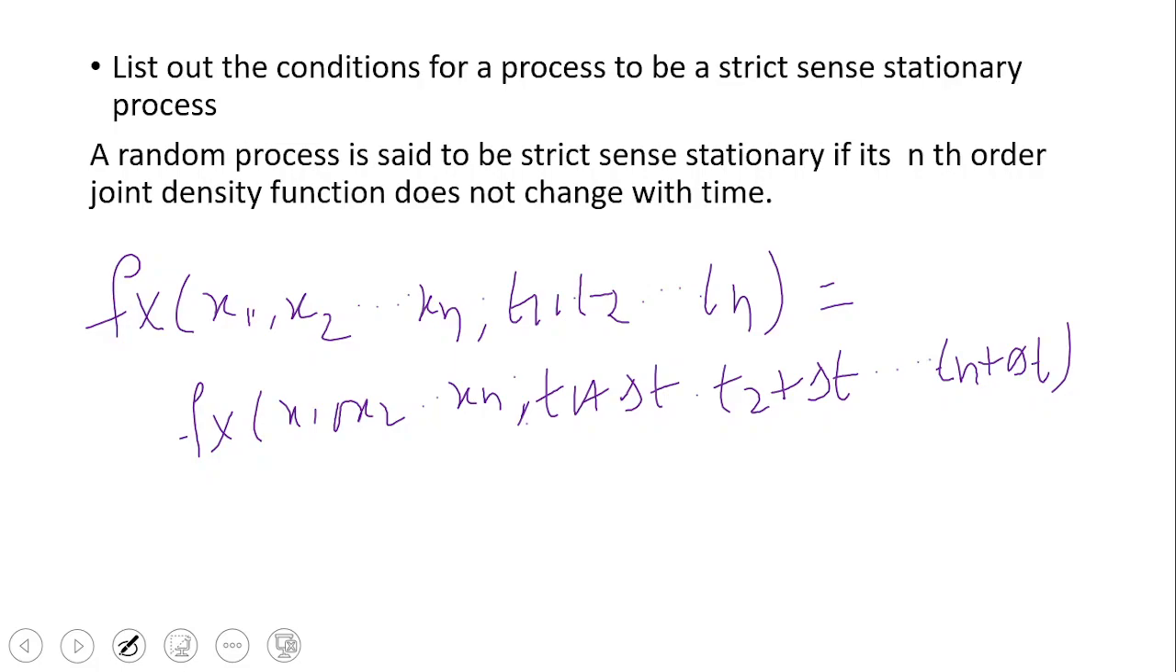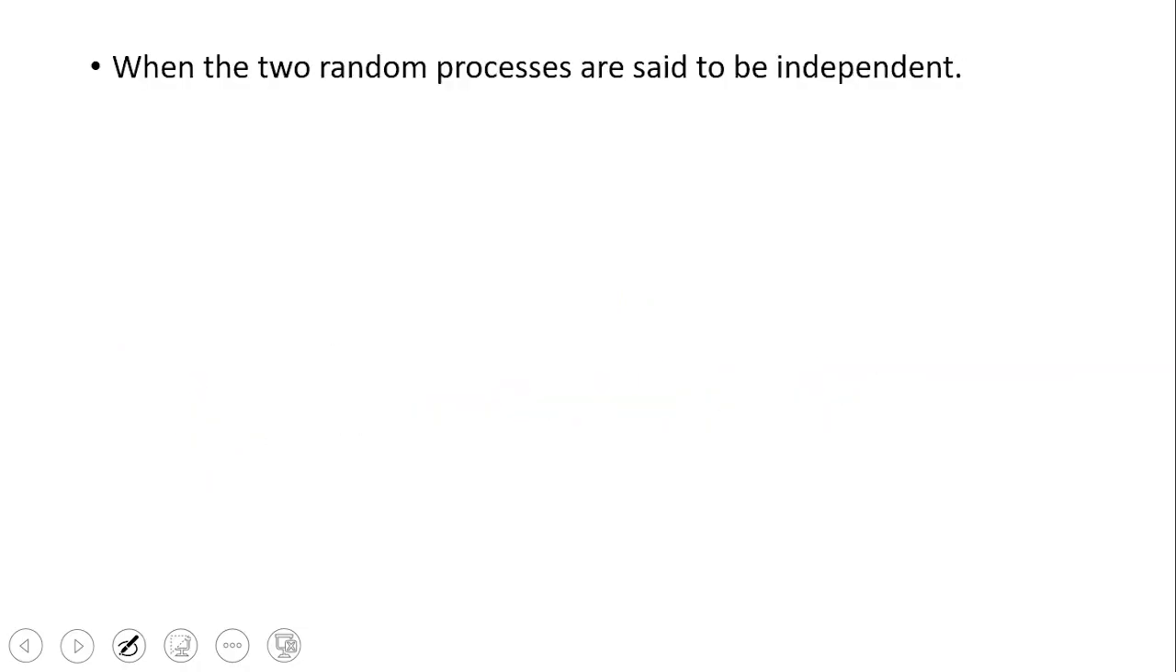for all values of t1, t2, t3 and so on up to tn. Okay. When are two random processes said to be independent? Assume that we are having x of t and y of t. These are the two random processes. In a random process, X is always capital and t is small. You should remember.